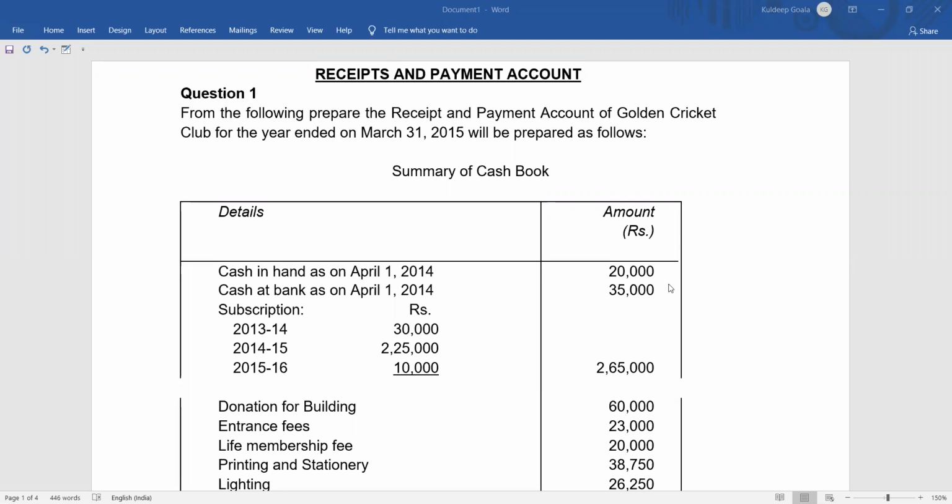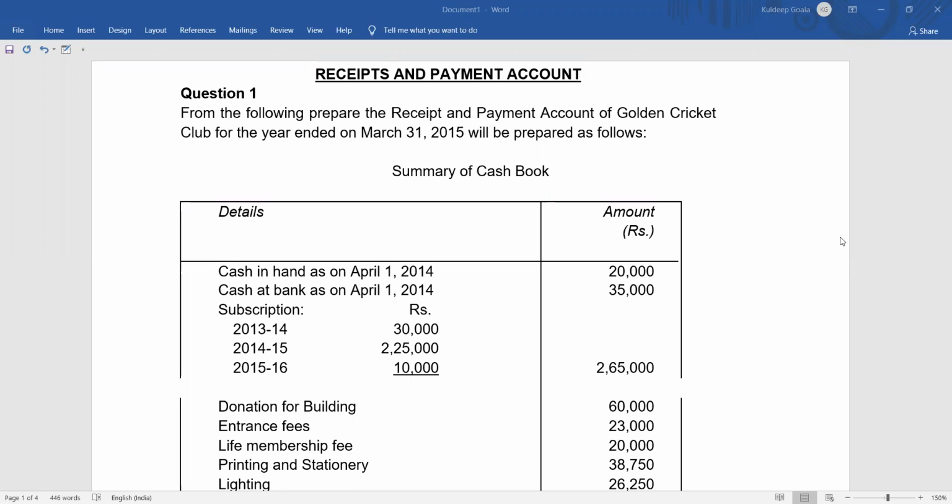Today we are going to take up a sum on receipts and payment account. In the first video of NPO, that is accounting for non-profit organization, we have learned about the formats of receipts and payment account. Also, we have come across the various items that are involved in a non-profit organization or not-for-profit earning organization, also known as non-trading organizations.